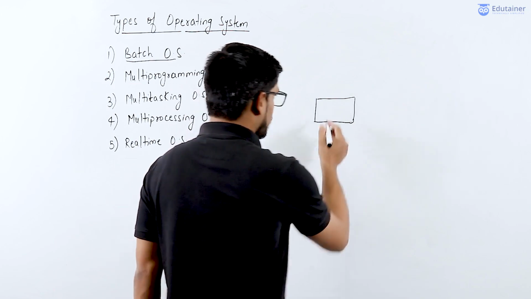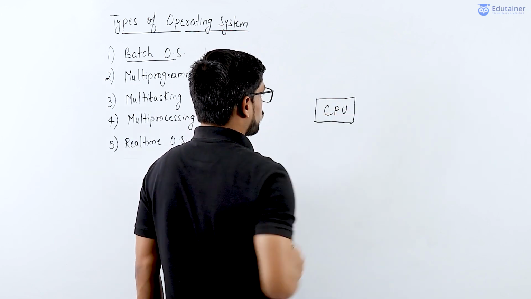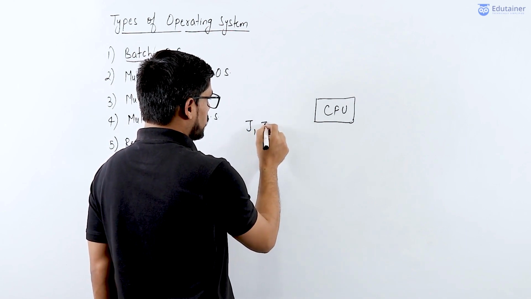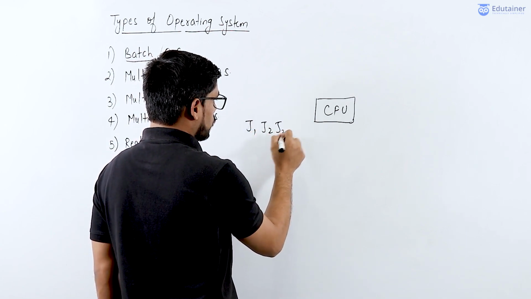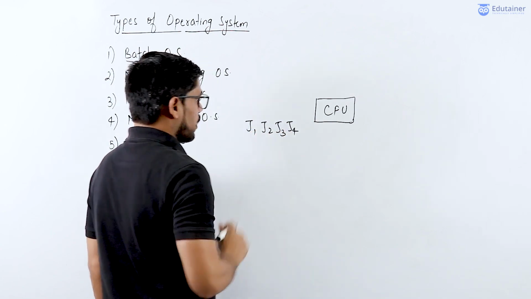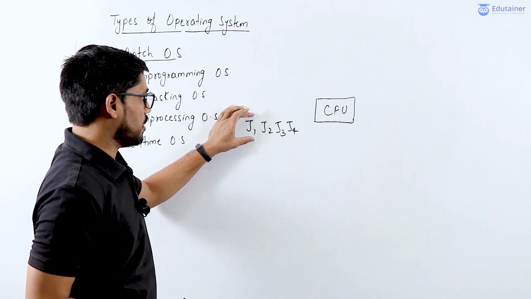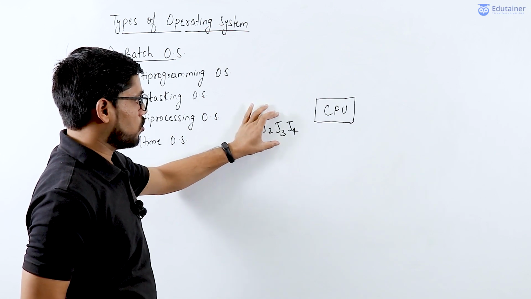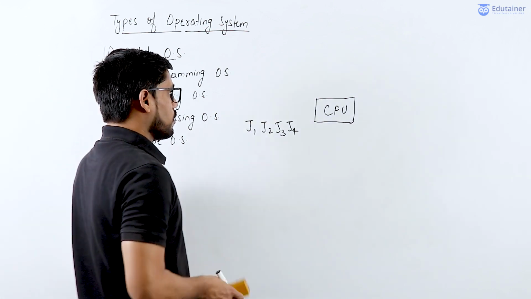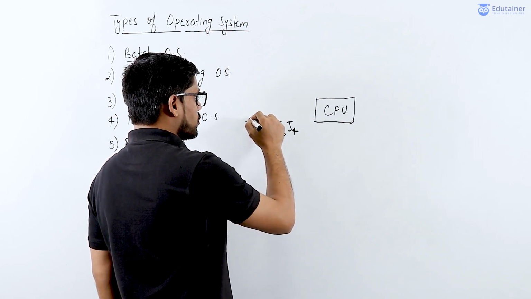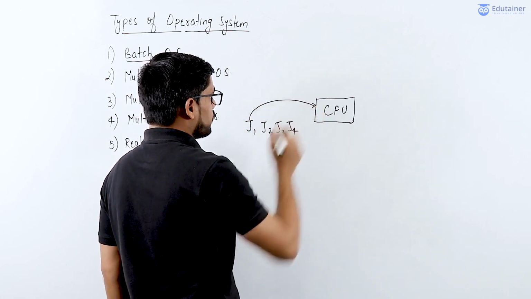For example, let's say we have a CPU and there are four jobs. Let's say job J1, job J2, job J3 and job J4 arrive in that order. Okay, means job J1 comes first, then job J2 comes, then job J3 and job J4. So what the operating system will do, it will pick the first job and give it to the CPU.